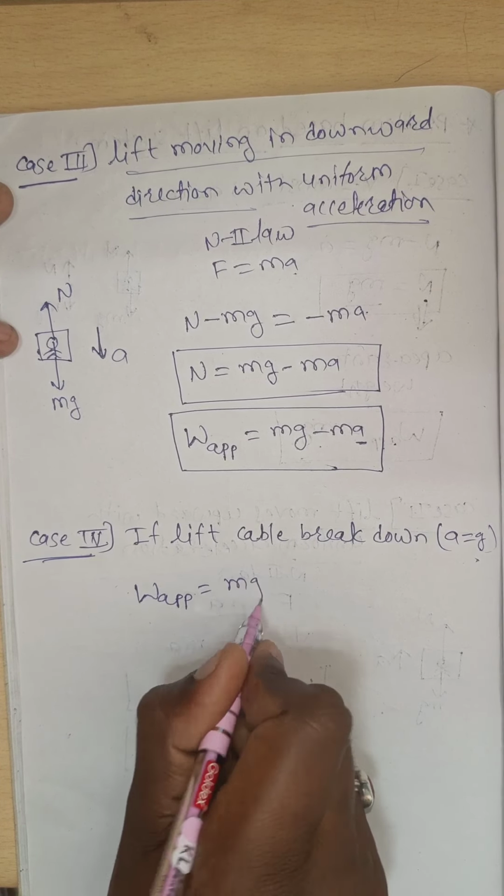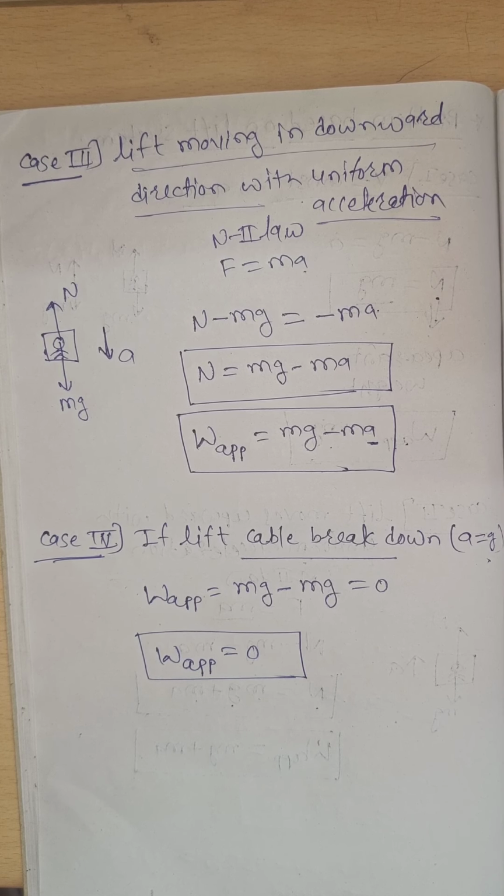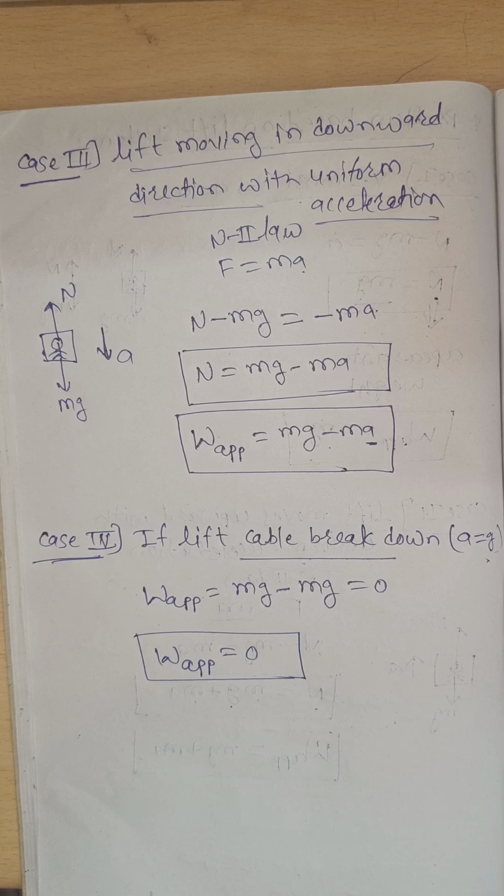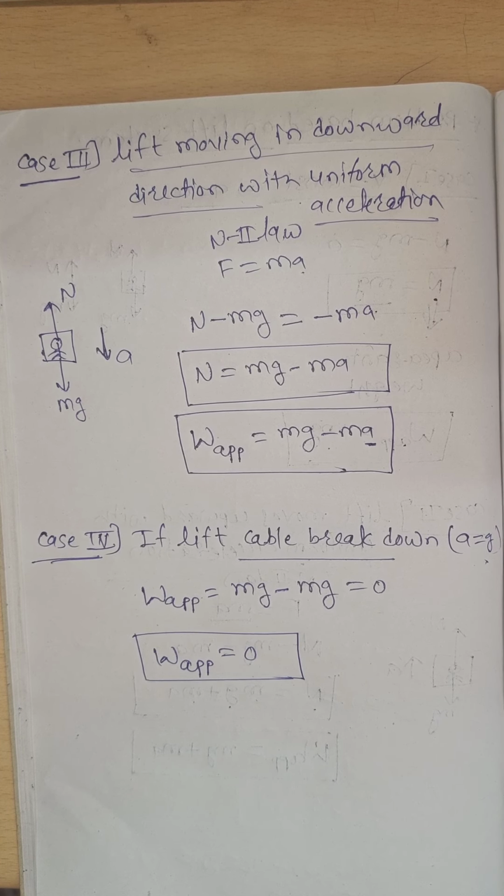Therefore, that is mg minus, in place of a we write g, that is mg minus mg, which is 0. Means when the lift cable breaks down, the apparent weight of the person is 0. The person sitting inside the lift appears to have no weight, he feels that his weight is 0.